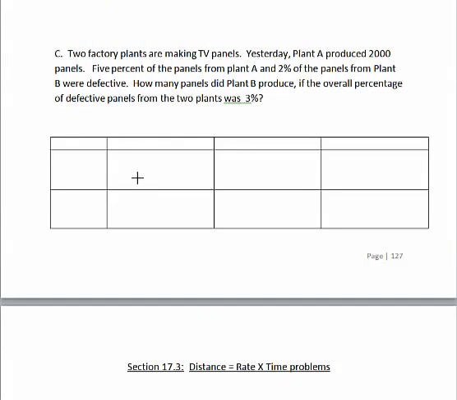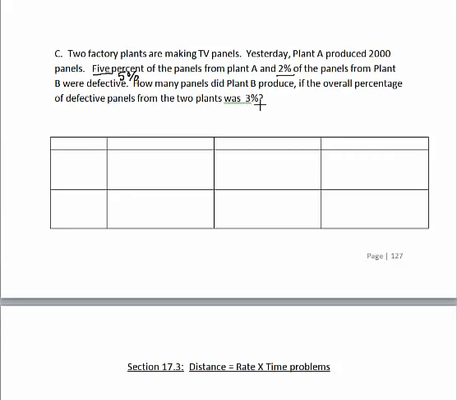Alright, C. Two factory plants are making TV panels. Yesterday, plant A produced 2,000 panels. 5% of the panels from plant A and 2% of the panels from plant B. So here we are, percentages. Okay, this was given in the Word version. Okay, we could write that as 5%. How many panels did plant B produce? If the overall percentage of defective panels from the two plants was 3%.